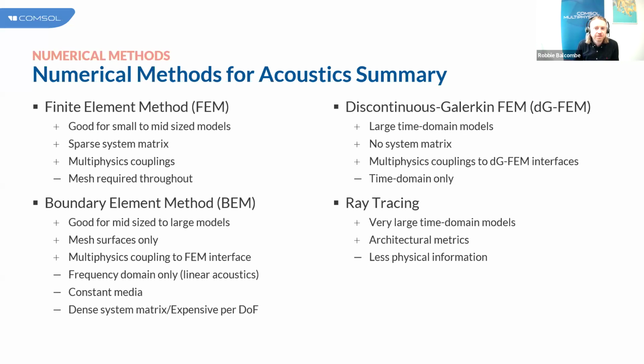So in terms of summarizing the different numerical methods available, we have the finite element method, first of all, which is good for small to mid-sized acoustic problems. The form of the system matrix in finite element problems is sparse. Now, this means that for the number of degrees of freedom, we can actually invert the system matrix quite efficiently because the matrix is populated largely with zero values. So although it's a large matrix, from a computational point of view, it's quite inexpensive, relatively speaking, to invert this type of system matrix.